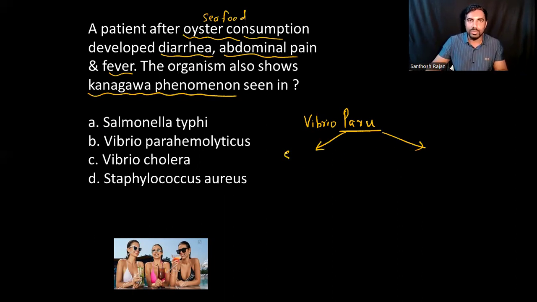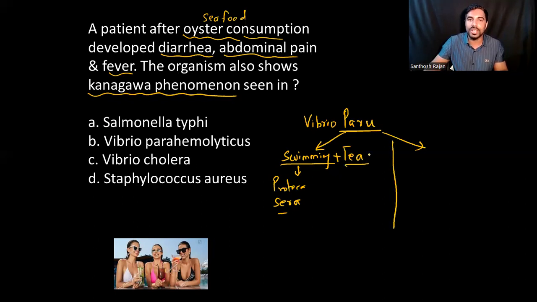One friend is for the swimming or swarming party. For the swarming party, she has friends. You know what her friends' names are? One girl's name is Prochita, the other girl's name is Sarah. This is for the swimming pool, and they are having a tea party. Here, when I say swimming, I'm talking about swarming. When I'm talking about swarming motility, there are four things.